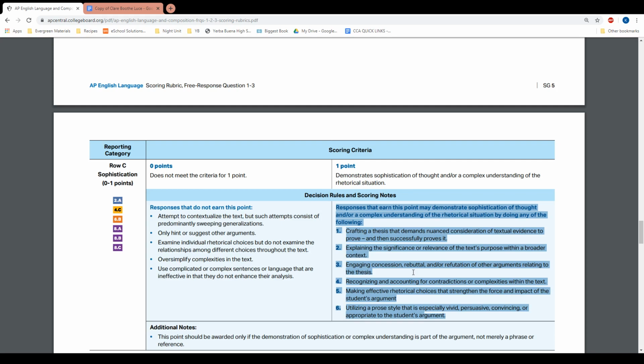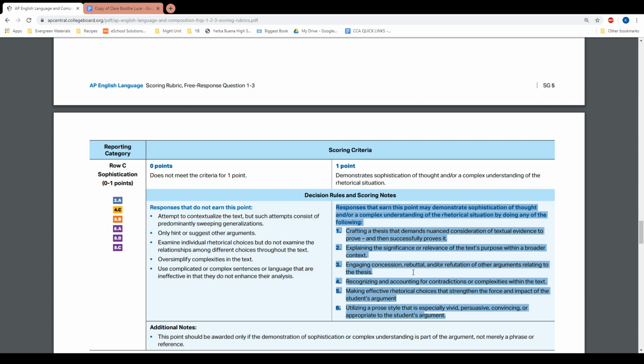Number 4. Recognizing and accounting for contradictions or complexities within the text. This one's tricky. Remember, we talked about logical fallacies. Sophistication can be earned if you understand that there's a couple of fallacies existing or that they contradict themselves, I mean, for a purpose, not randomly, right? But you can pick out those fallacies.